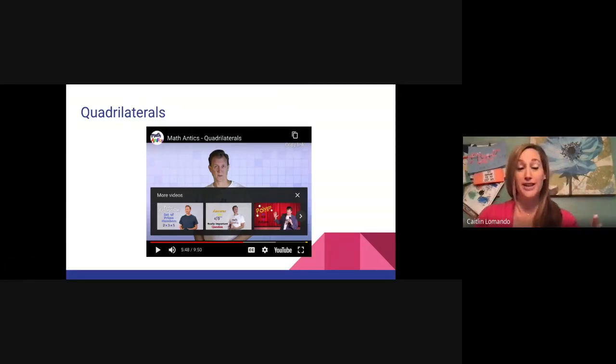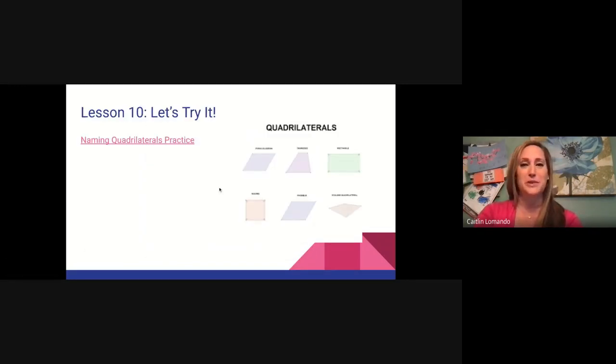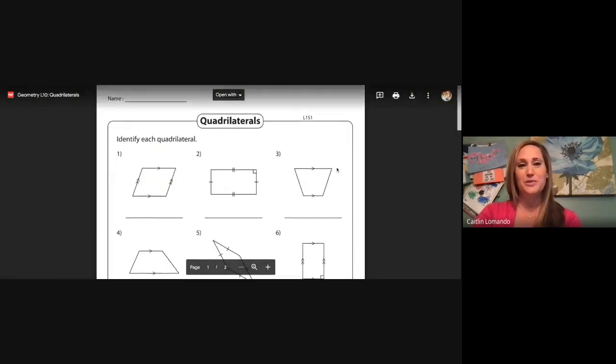All right, we're going to pause there because I know it's a lot of vocabulary words that can sometimes be super confusing. But let's go through and practice together because I think it'll make more sense as we practice. So let's pull this up. So here we have some quadrilaterals.